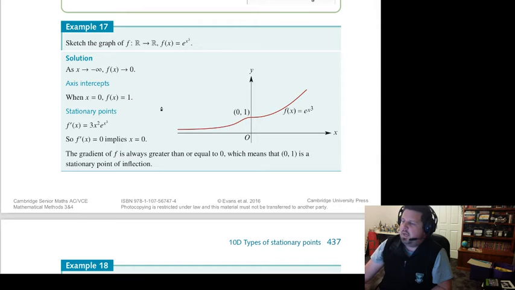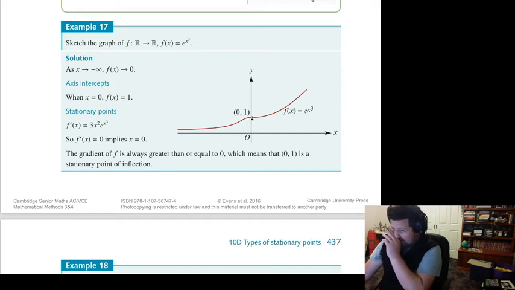Cool. To find out where the stationary points are, again, like we've been doing before, you can calculate the derivative of this and make the derivative equal to 0. In this particular case, when you calculate the derivative of this and you make it equal to 0, it comes out to being x equals 0 in this particular case.